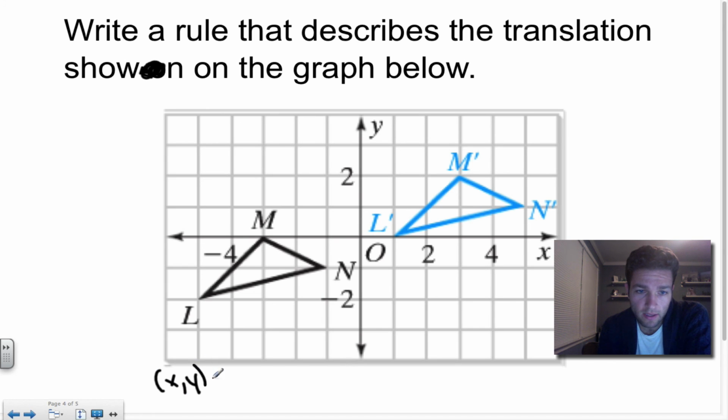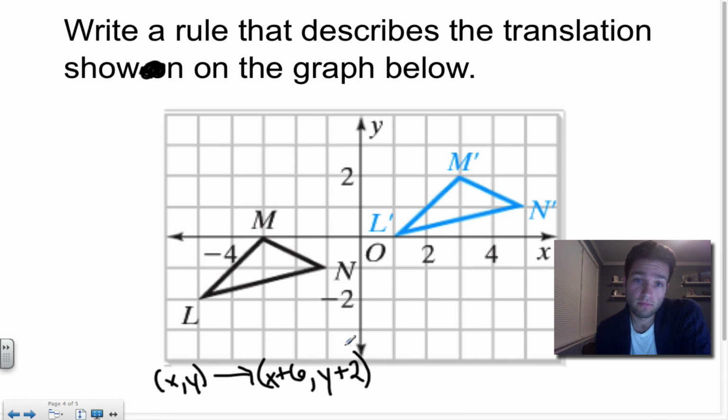(x, y) goes to... All right, so x, we move to the right, obviously. 1, 2, 3, 4, 5, 6. So plus 6. And then this is an example in which we moved up instead of down, so this is also going to be plus. So 1, 2, plus 2, we move 2 up. And there's the rule. So this is pretty much all there is to translations, all right?